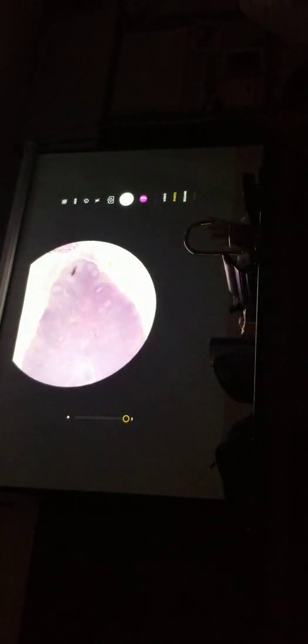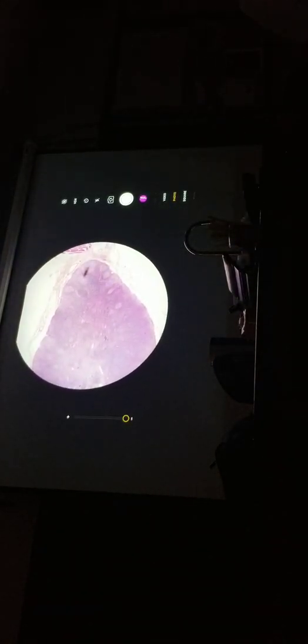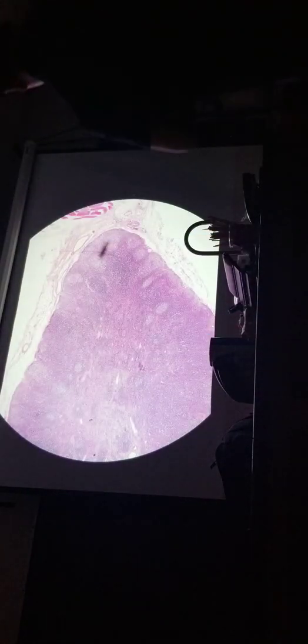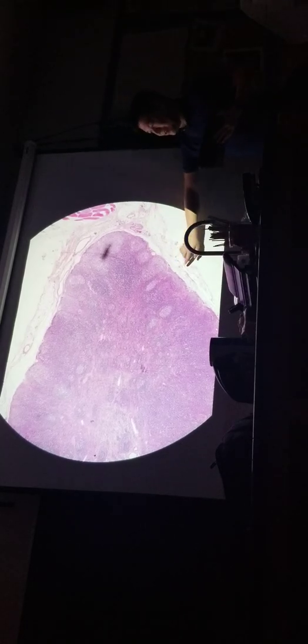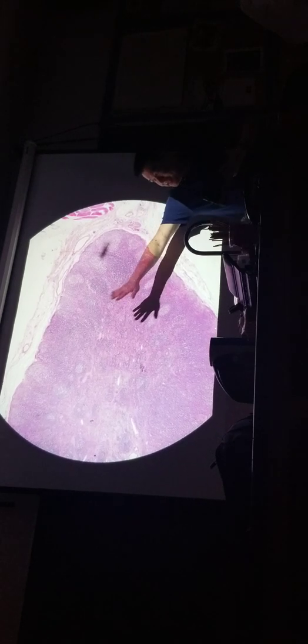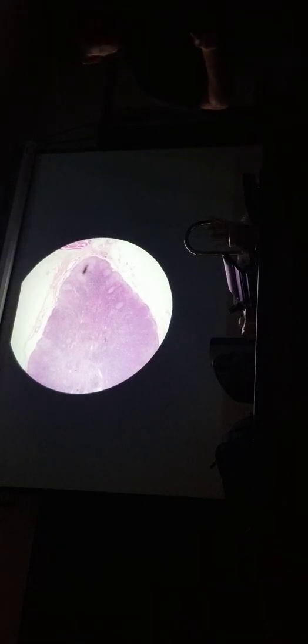Okay. Let's see. Oh, that's really good looking. Yay, good job. All right. So how do we know it's a lymph node? Okay. What is this called? Capsule. If I said, what is this region? Cortex and the medulla. Okay, great. Thank you for getting the slides.